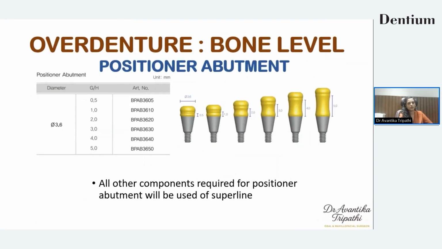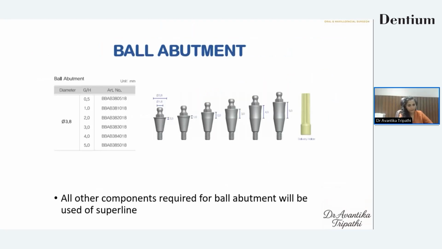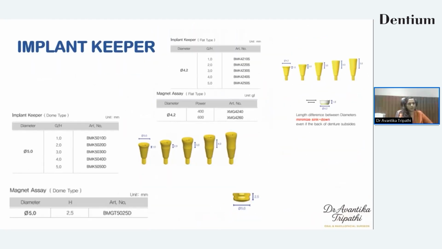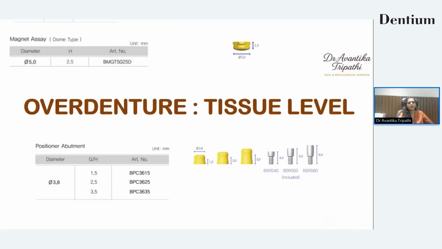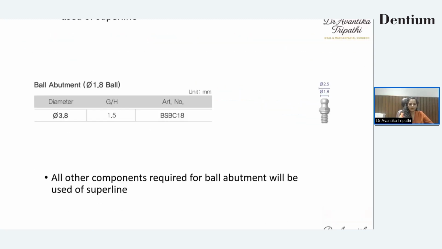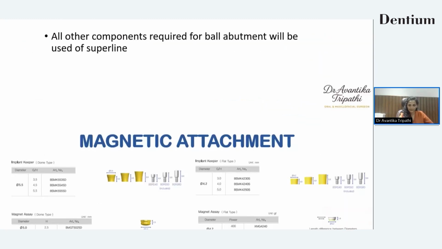The company also has overdenture components for bone level and tissue level. For overdenture, there are positioner abutments, ball abutments, implant keepers. Implant keepers are of two types, dome type and flat type. So whichever you are comfortable with for your case, you can use that. In tissue level also, we have positioner abutments, ball abutments, and magnetic attachments.